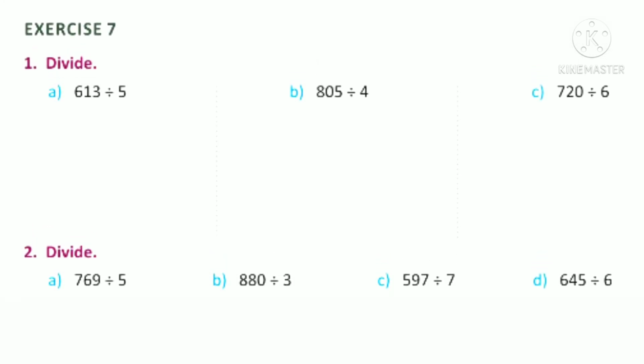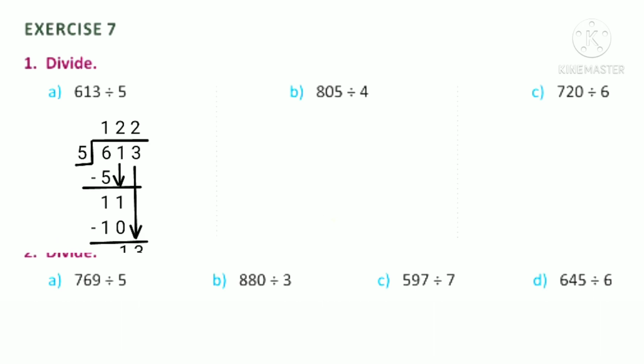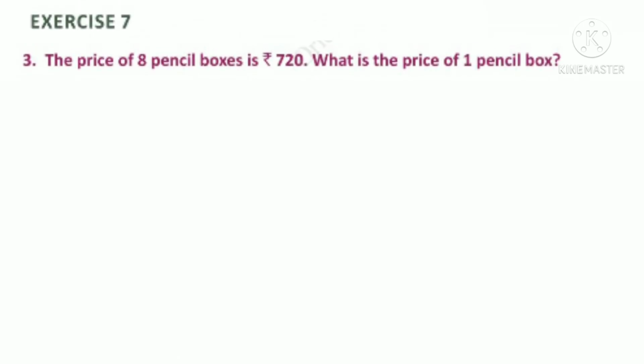Coming to the next exercise, here we'll get a remainder other than 0, right? 5 ones are 5, remainder 1, 5 twos are 10, remainder 1, 5 twos are 10, then the remainder is 3.